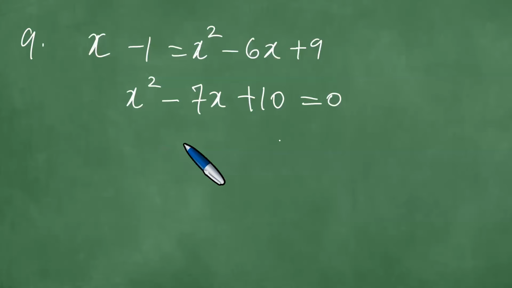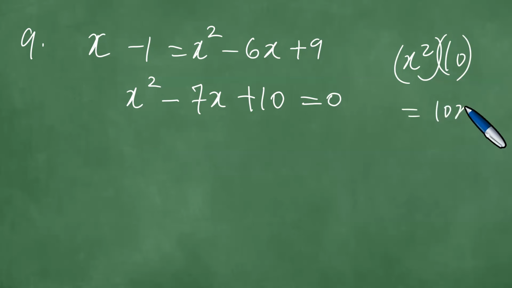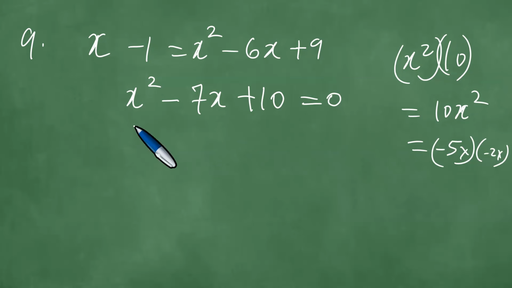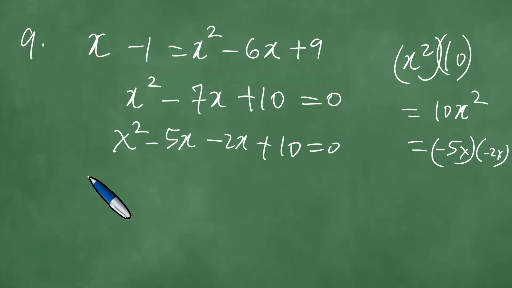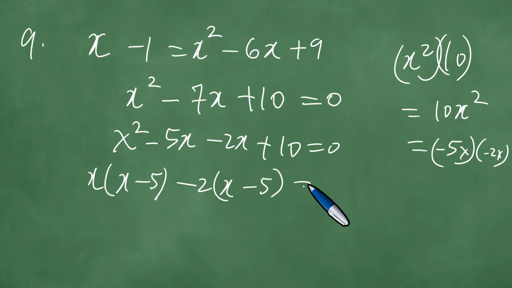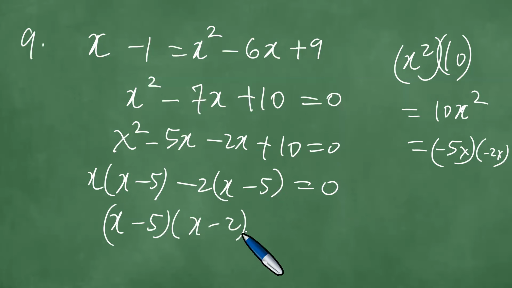Right, so now what are the factors of these? You multiply x squared with 10, and this becomes exactly 10x squared. We're looking for the factors of 10 that will give minus 7. They are minus 5x together with minus 2x. So we have x squared minus 5x minus 2x plus 10 is 0, which means x minus 5 into x minus 2 equals 0.